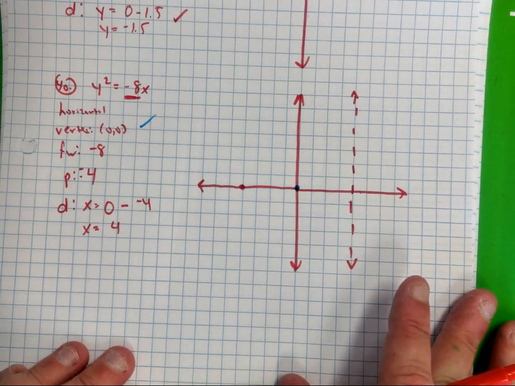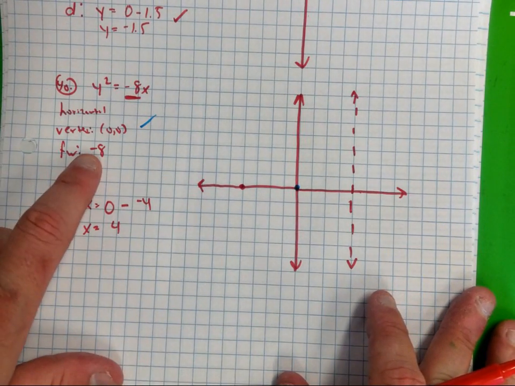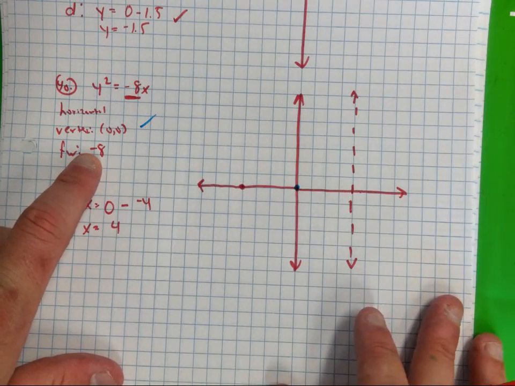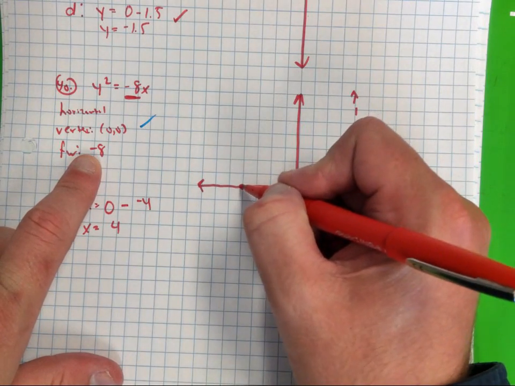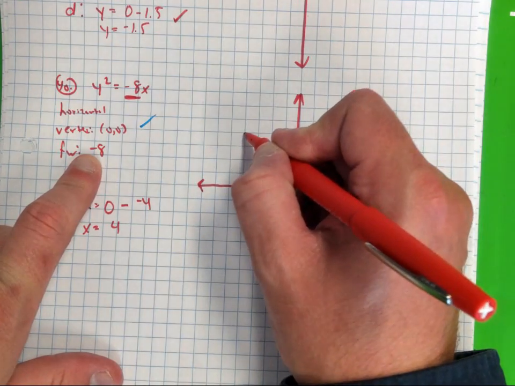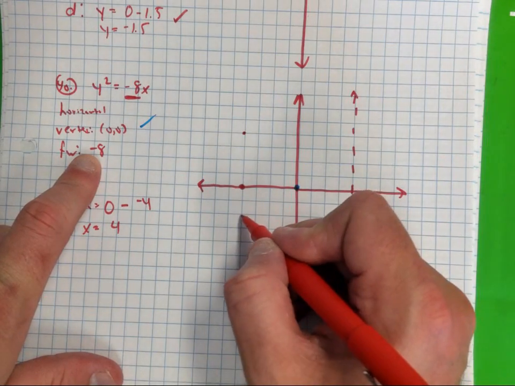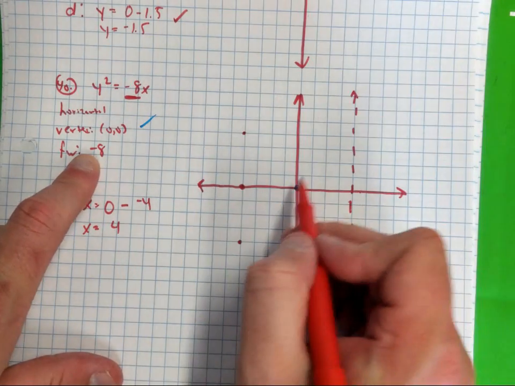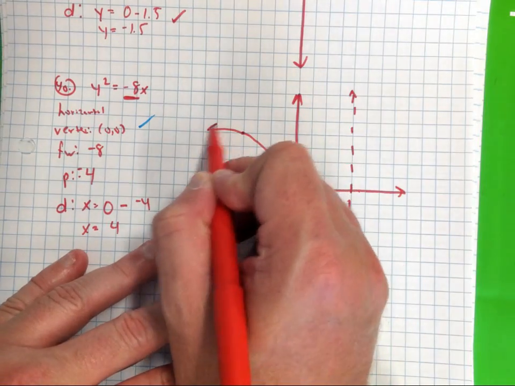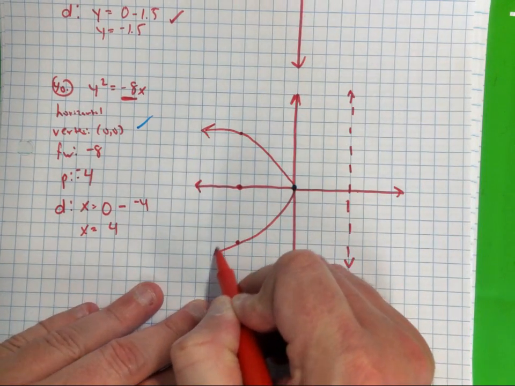All right, so that's negative 4. Focal width is 8, negative 8. You're going to go up 4 and down 4. 1, 2, 3, 4. 1, 2, 3, 4. And then draw your parabola.